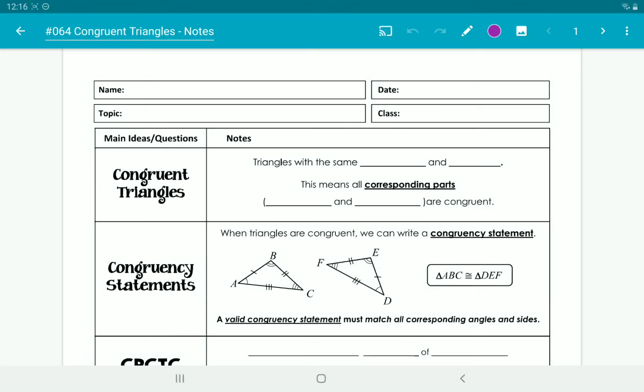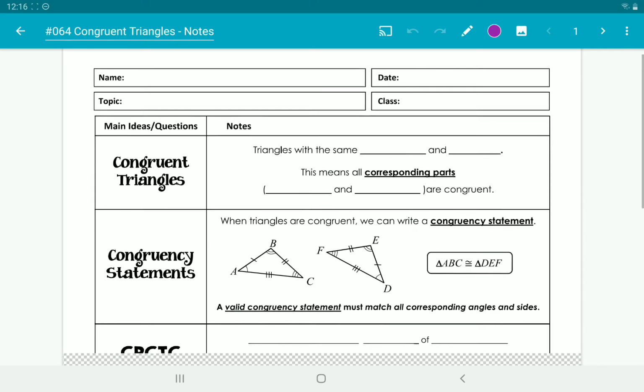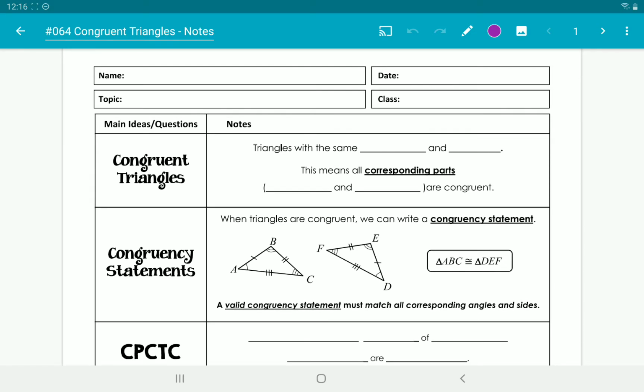Hey guys, so we're going to go into looking at more things with triangles. We just finished looking at isosceles and equilateral triangles. Now let's just look at congruent triangles. Triangles with the same shape and size are congruent. So they're the same triangle. If you put one on top of the other, they'd match up.